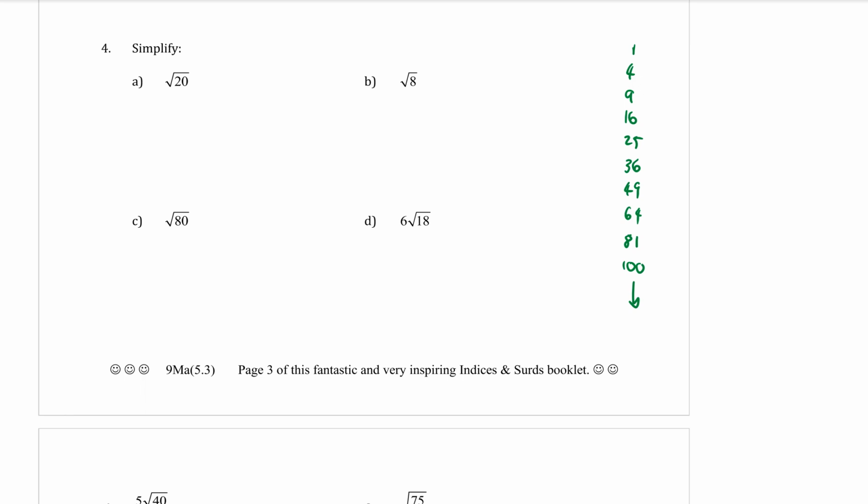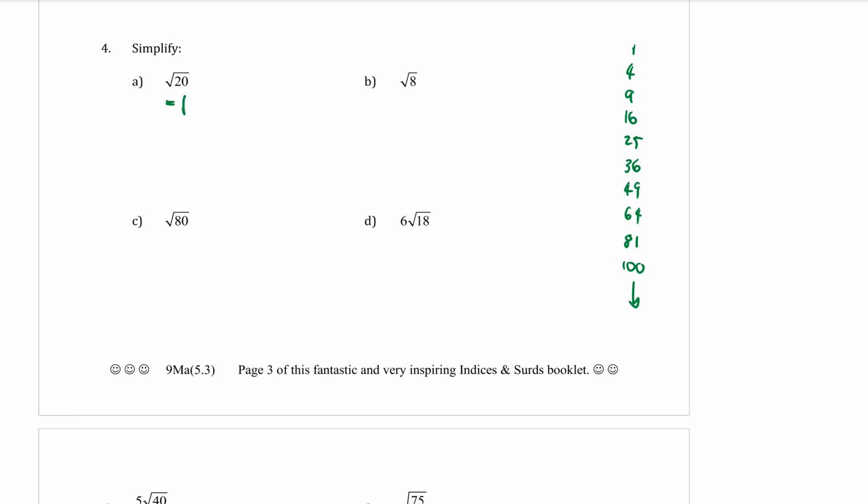Okay, to simplify a surd, you have to be able to divide your number underneath your surd by one of those numbers over there. So, obviously 20 you could divide by 2 and 10, but that doesn't help. It has to be able to divide by one of those to be able to simplify. So, 20. What number out of these can I divide 20 by? 4.